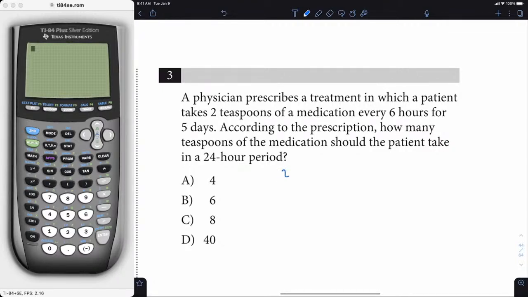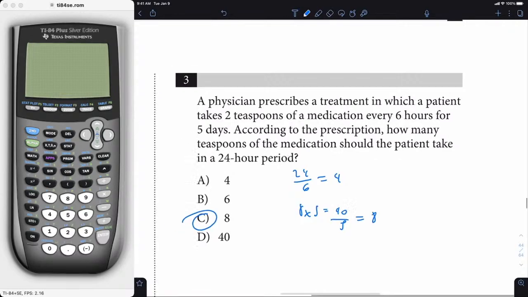So that means that 24 divided by the 6-hour intervals would be 4. So there's 4 intervals of 2 teaspoons for 5 days, if that makes sense. So 4 times 2 is 8, times 5 is 40. So she's taking 40 every 5 days. How many should the patient take in a 24-hour period? So if that's in 5 days and we divide by 5 to give us 1 day, that would give us 8. So the answer is C.